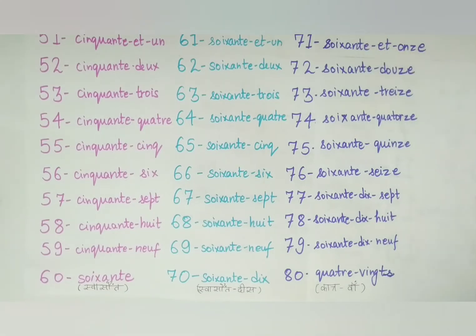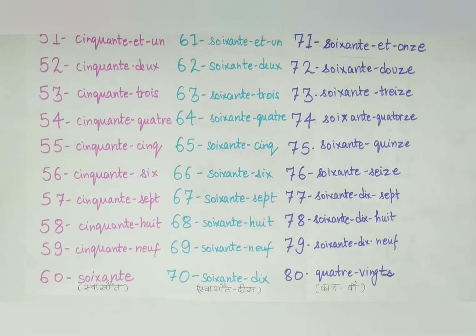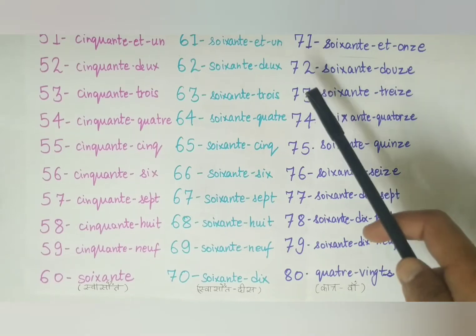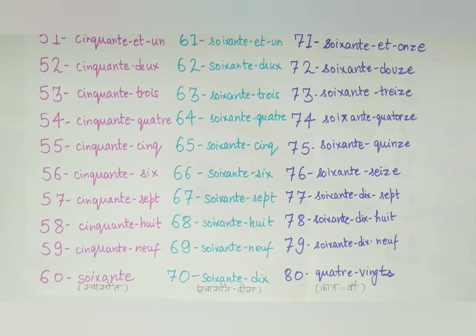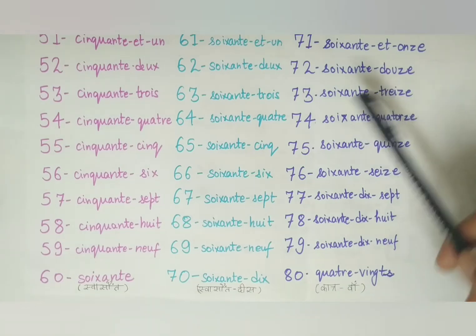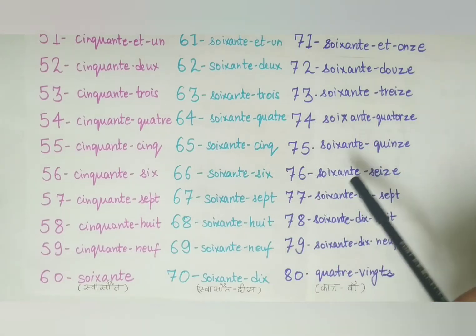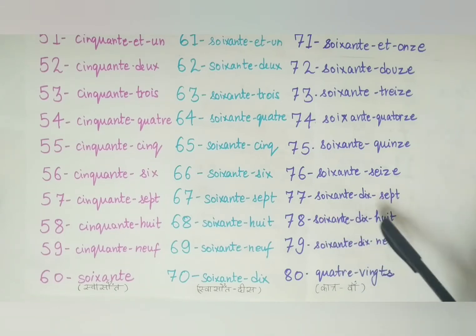71, right? And for 72 we have soixante-douze, 60 and 12 coming together making 72. Then we have 73, for which the number name is soixante-treize, which is 60 and 13, which makes 73. Next we have 74, then 75, 76, 77, 78, 79, and then we have the number 80, for which the number name is quatre-vingts.